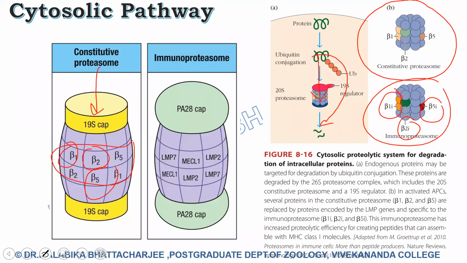This immunoproteasome has an increased efficiency for proteolytic cleavage of proteins, resulting in peptides that can be assembled with MHC class 1. Moreover, an important cytokine plays a role in formation of immunoproteasome. This cytokine is IFN gamma. In presence of IFN gamma, it has been seen that the beta 1, beta 2, and beta 5 subunits of a constitutive proteasome are replaced by immunoproteasome.